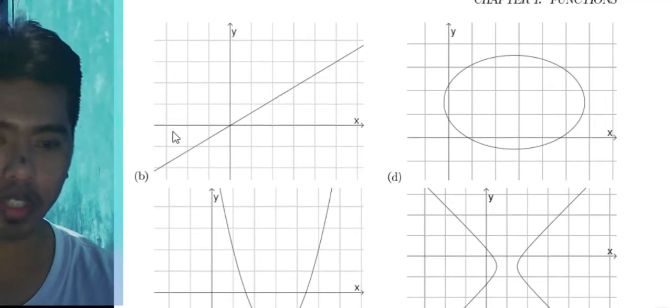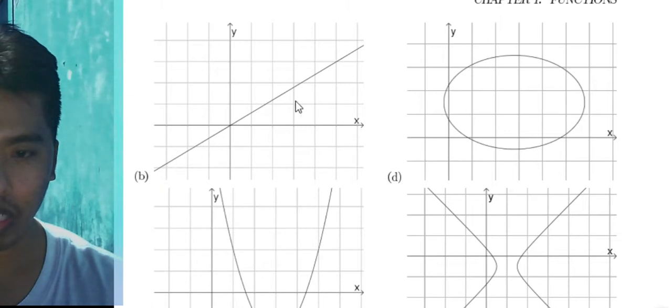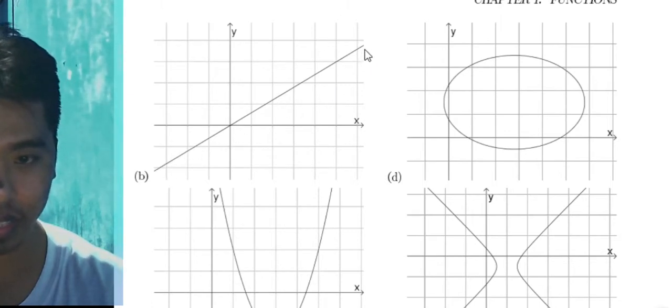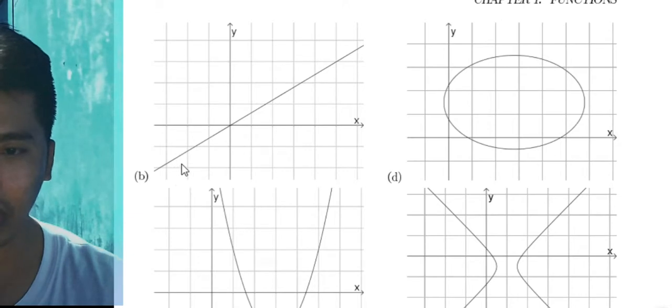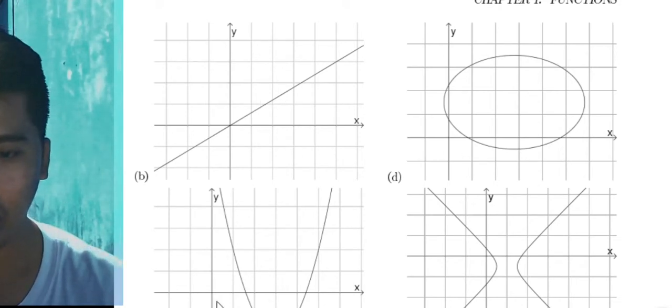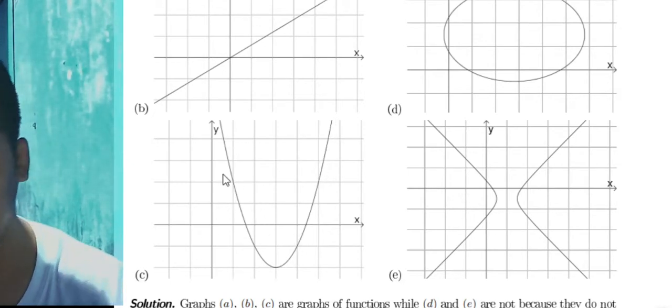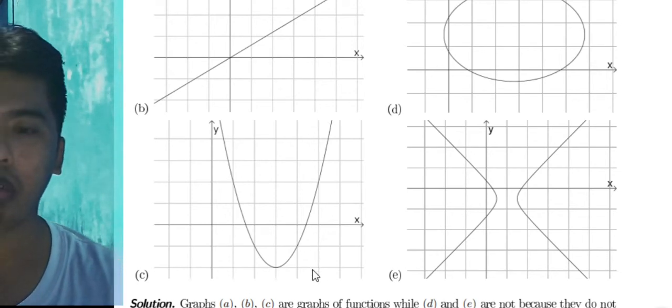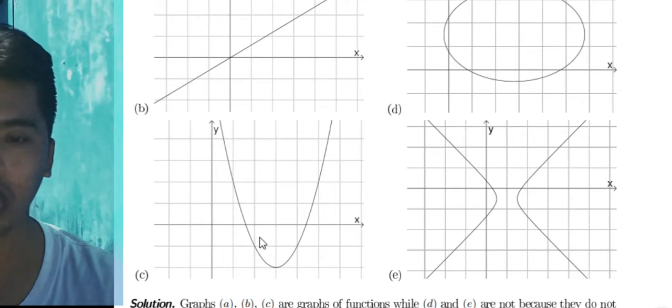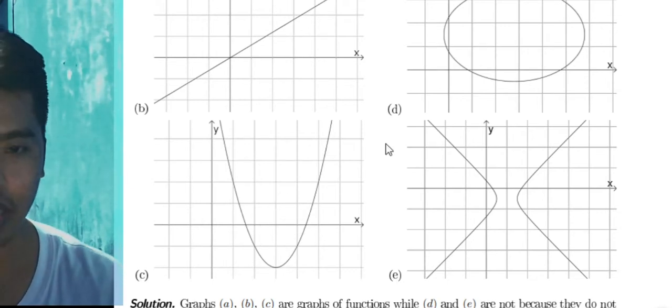Now, next illustration here, this is linear because it is a line. If you can see, in every vertical line here, it intersects only one point. Therefore, this letter B is a function. Now, let's proceed to letter C here. If we can see, we have this kind of graph. In every vertical line here, there is only one intersection. So, meaning this letter C is still a function.